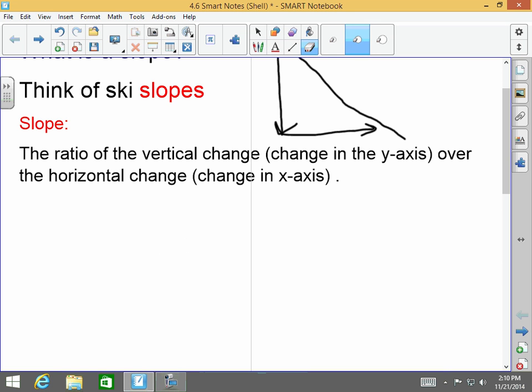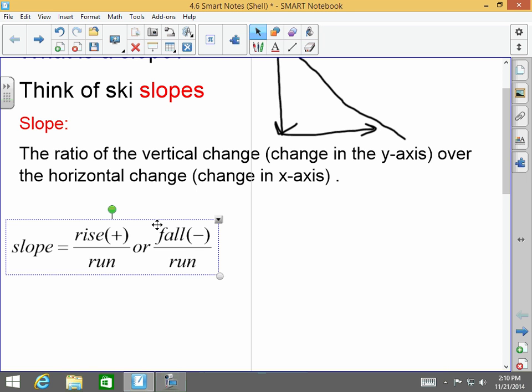Okay, now, luckily there's a formula for this. And the slope is basically telling you the rise over run. If the slope is positive, it's a rise over run. Or if it's negative, it's a fall over run. The ski slope example that I poorly drew over there is an example of a negative slope, okay, because it's falling, it's going down.